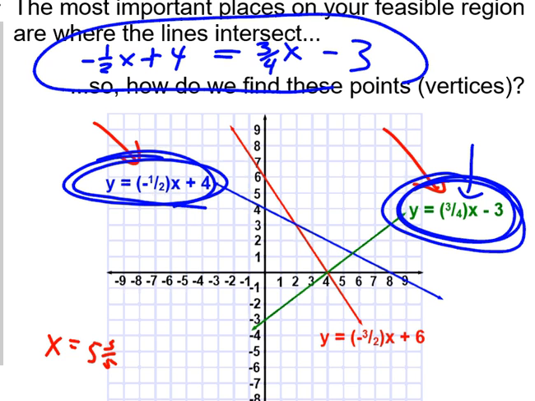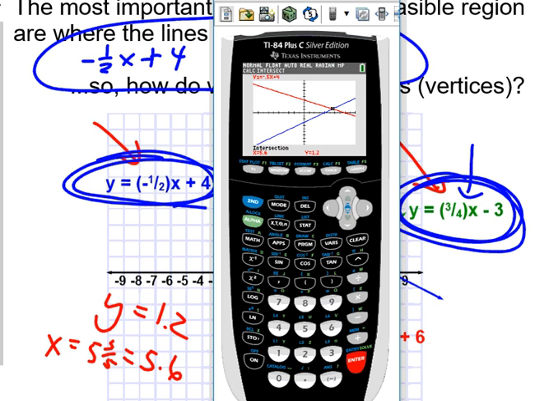And how do we solve that? You graphed both sides and we saw where they crossed. So what was the final answer? x was 5.6, this one, and y was equal to 1.2. How do I know that? Because it said so right there.